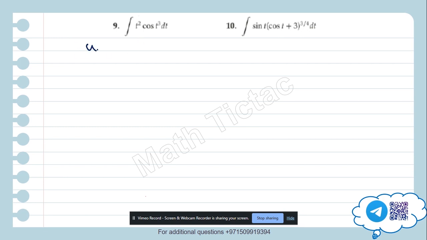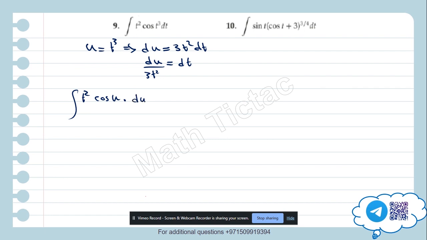The derivative of t cubed is equal to 3t squared, and in here we have t squared. So my substitution will be u equal to t cubed. So directly du is equal to 3t squared dt. I will solve for dt, so du over 3t squared is equal to dt. Now starting with the substitution, this is t squared cosine u times du over 3t squared. So t squared with t squared is eliminated.